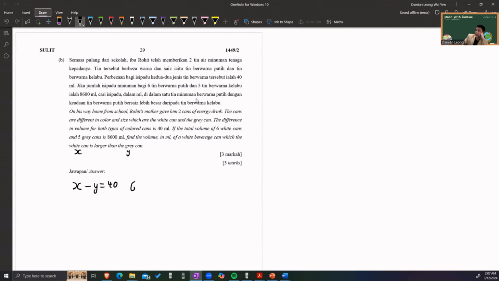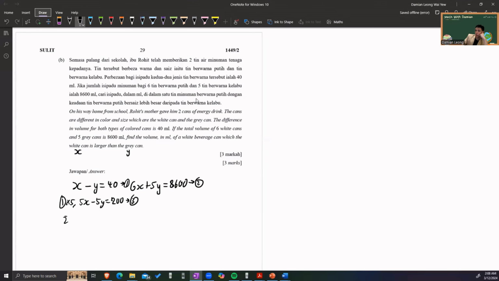Total volume for 6 white cans, 6X, plus 5 gray cans, 5Y, equals 8,600. Then we want to solve this. You can use substitution or elimination. Say equation 1, equation 2. Equation 1 times 5, I eliminate the Y because I want to find X. Equals 200, equation 3.